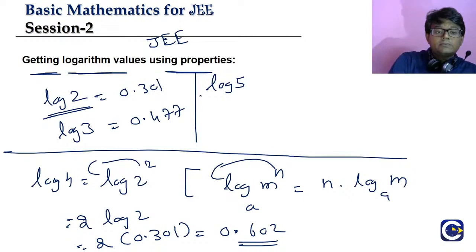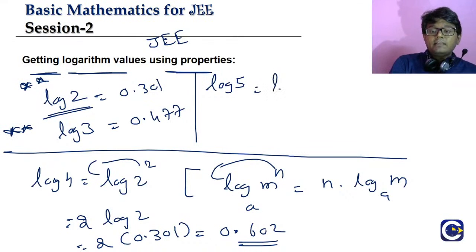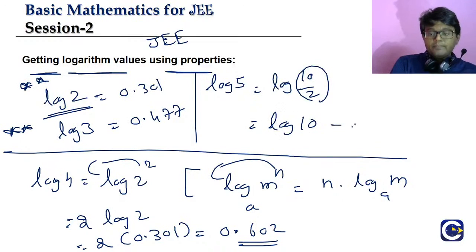So what are the two logarithms that we'll generally remember? A log 2 value, what is log 2? 0.301. Log 3 is what? 0.477. Log 5, look at this guys. Log 5 can be written as log of 10 by 2. Remember the property log of m by n. What is log of m by n? Log m minus log n.